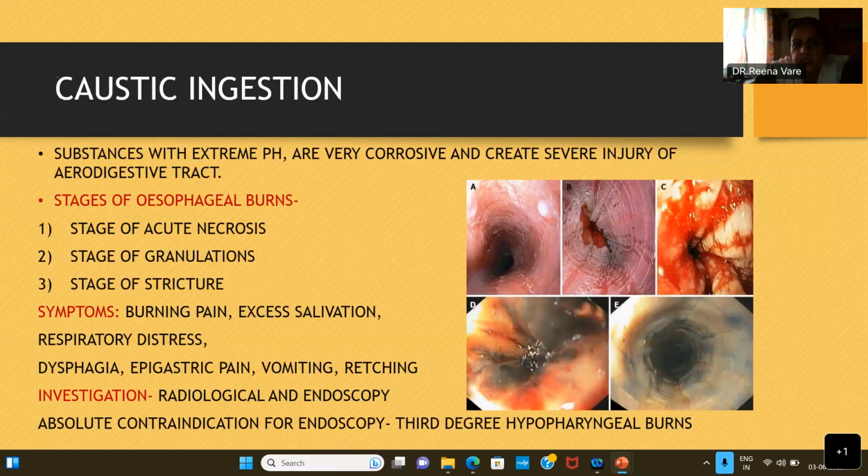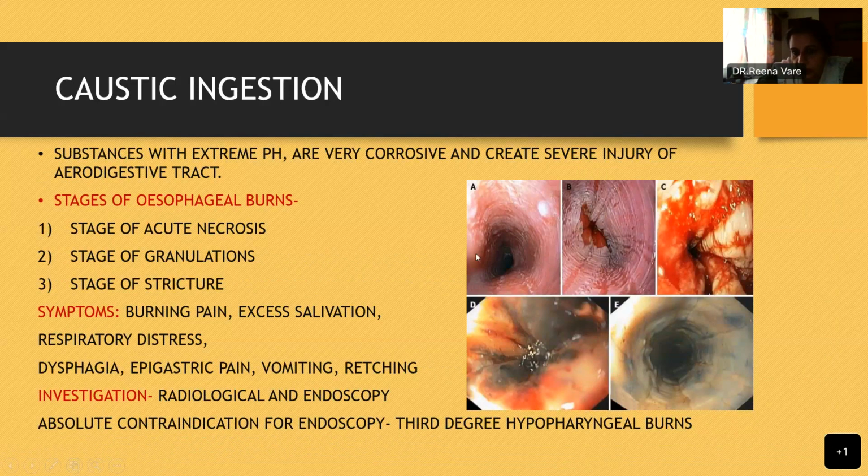Okay, caustic ingestion: substances which have a very high pH value are corrosive in nature and cause severe injury to the aerodigestive tract. So there we've got 3 stages of esophageal burns. It can be the stage of acute necrosis, stage of granulations, and stage of stricture. If the pH is a little bit mild, then the patient will have only mild necrosis of the esophageal mucosa. So this is the first stage where there is minimal necrosis of the mucosa.